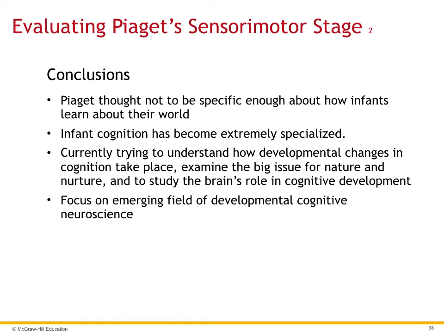Infant cognition has become extremely specialized, and so there's a lot more science based on this, and we're currently trying to understand how developmental changes in cognition take place. And we're examining the big issue of nature versus nurture, and your textbook talks about that. And we are studying more of the brain's role in cognition development.